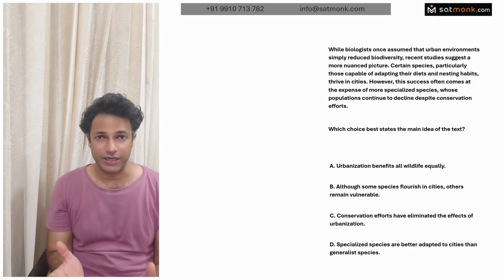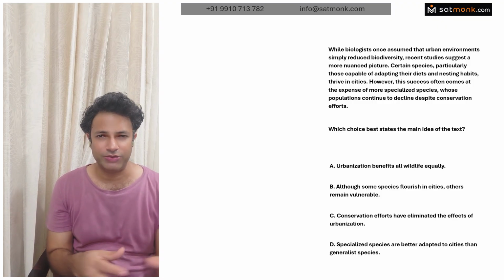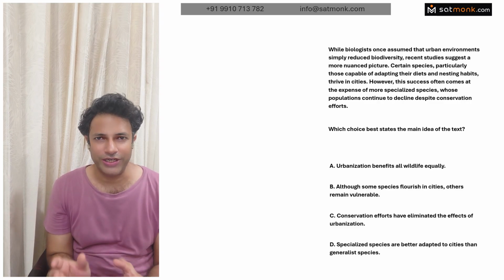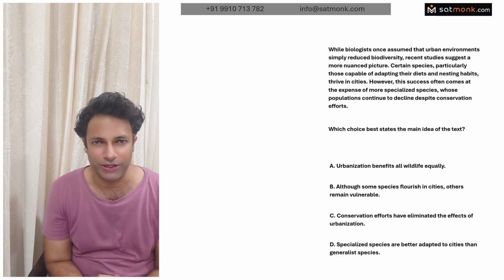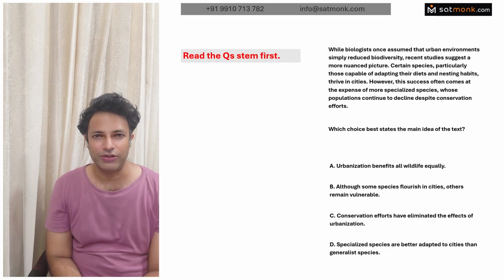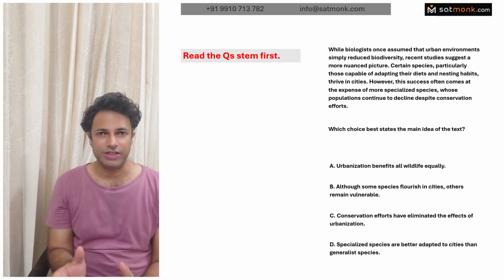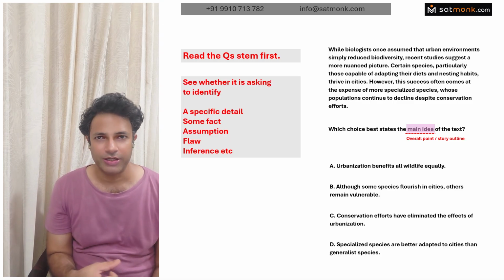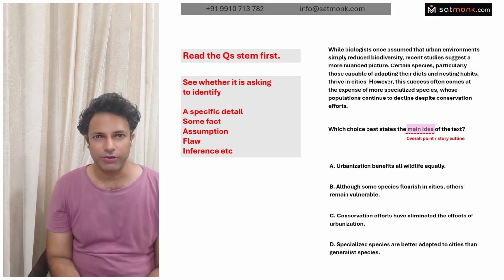So when you get this kind of question, obviously there will be a short passage followed by one question. Do not start reading that passage very carefully. Not required. Rather, first of all, take a look at the question stem. Whether the question is asking you to identify some detail, some name, some date, an assumption, or is it an inference, is it a weakening question, whatever it is. So first take a look at the question stem.